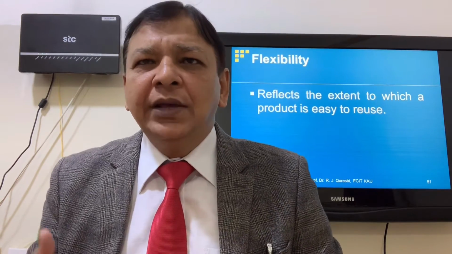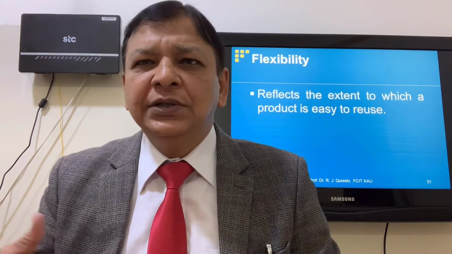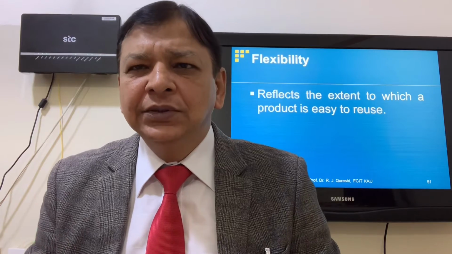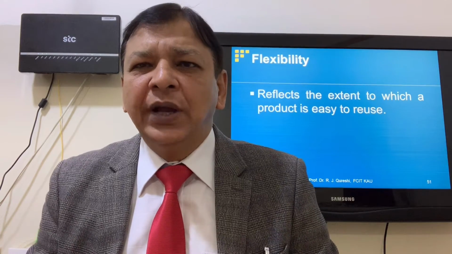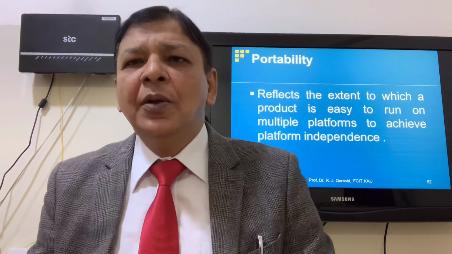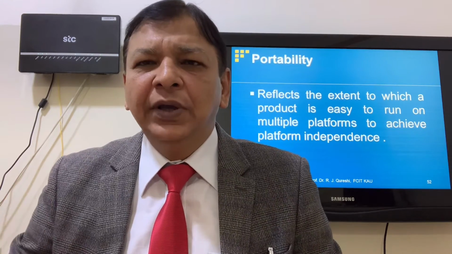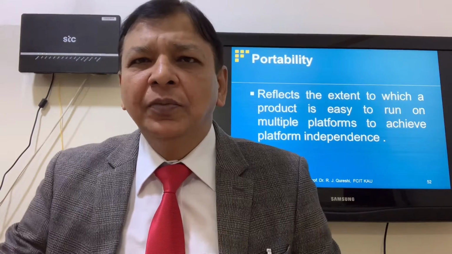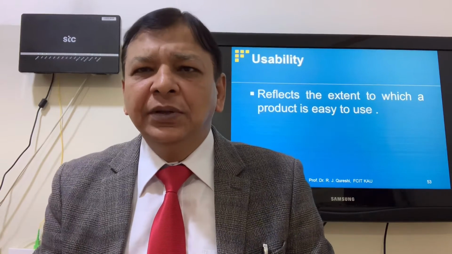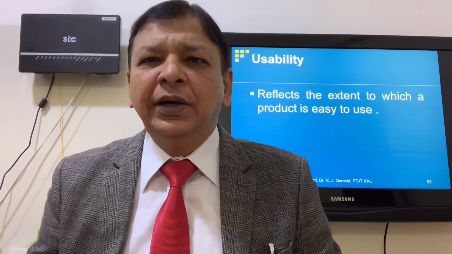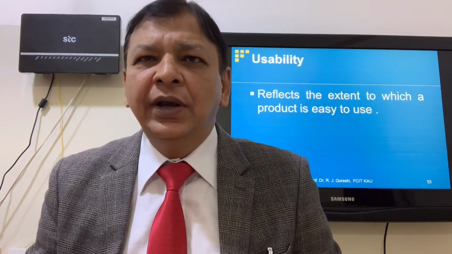Flexibility, extent to which the software or product is easy to reuse. We can reuse a software, write once, run anywhere. So that should be the ability in the software. Portability means it can run on multiple platforms. So we have adaptive maintenance to make it platform independent. Usability means easy to use. We should always try to increase the usability, like Microsoft Windows usability is very high.